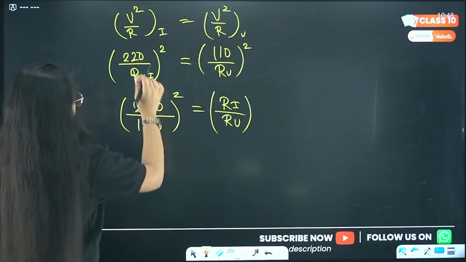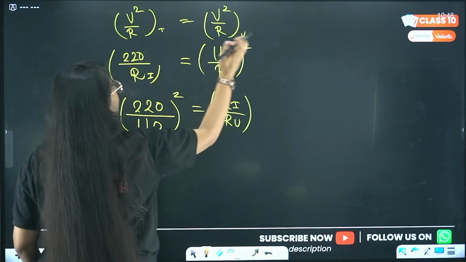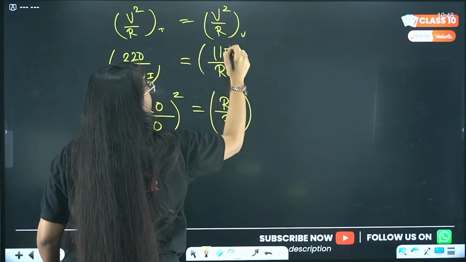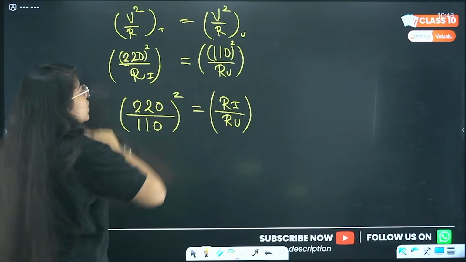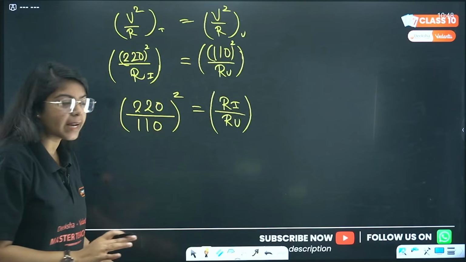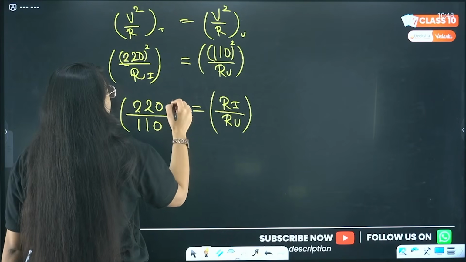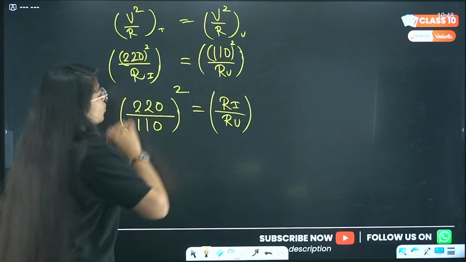Just yes, here the 2 won't be here. It will be here because R is not the square, right? It is V square by R. Now it is correct, right? Same for here. So yeah, this is good.